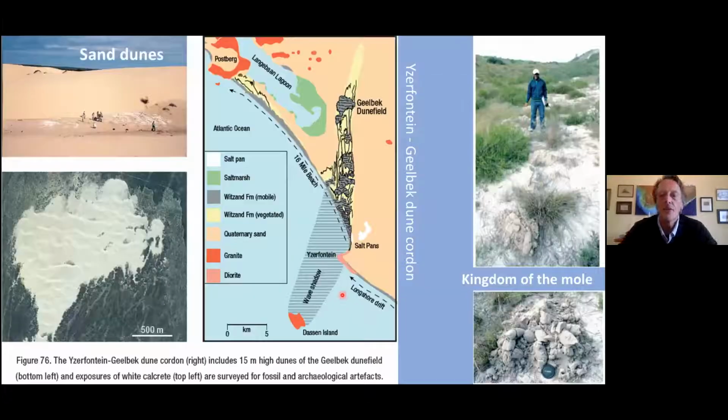The other nice, interesting feature nearby is the dune system. So this shows you, here in the middle diagram, this is Eysterfontein. Here's the beach at Eysterfontein. And from here, the winds carry the sand, fine sand, inland into this large dune cordon shown here in yellow.